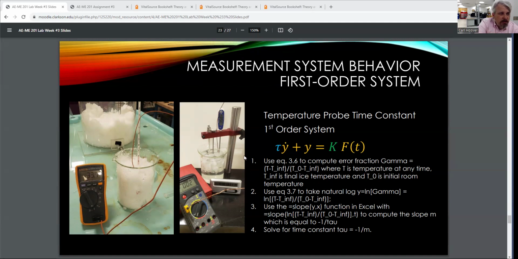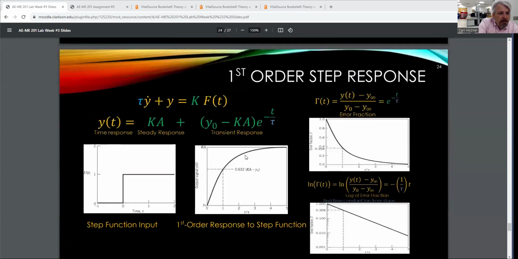So there's a basic procedure here, and effectively what we're doing is a step response or an impulse response experiment. We're going to subject the system to an immediate change, going from room temperature to an instantaneous plunge into ice, and then we're going to see how that system responds. There will be a steady state response and a transient response. We're mainly interested in the transient response, the part of the response that changes with time. And in the error fraction version of that data, we see this nice exponential decay.